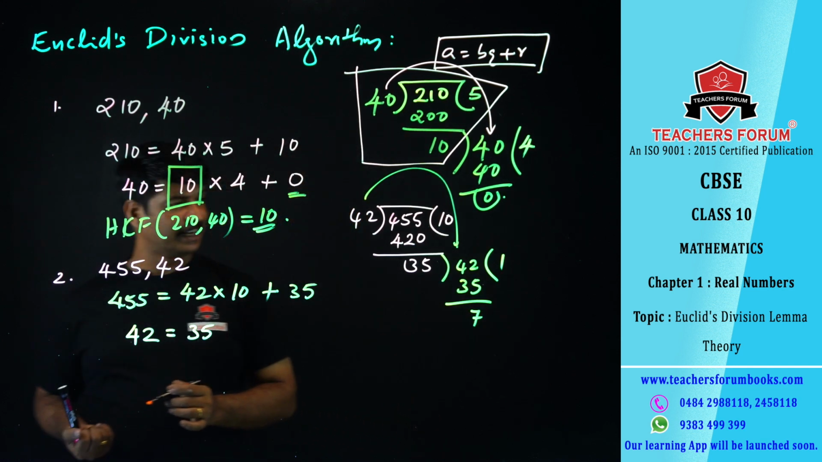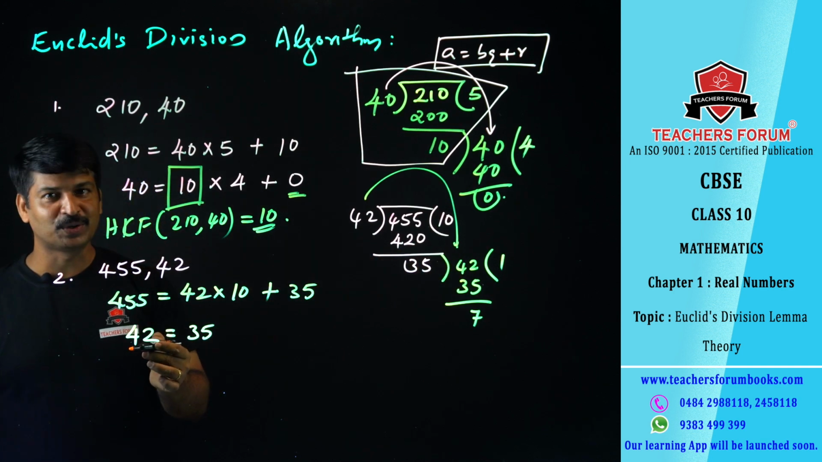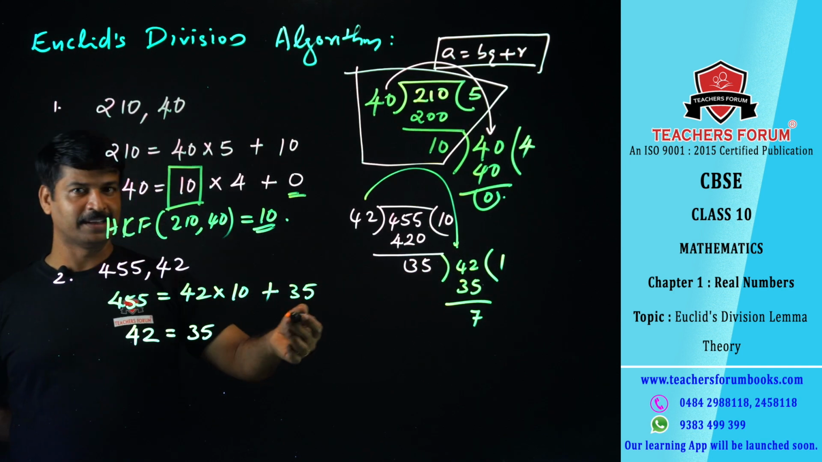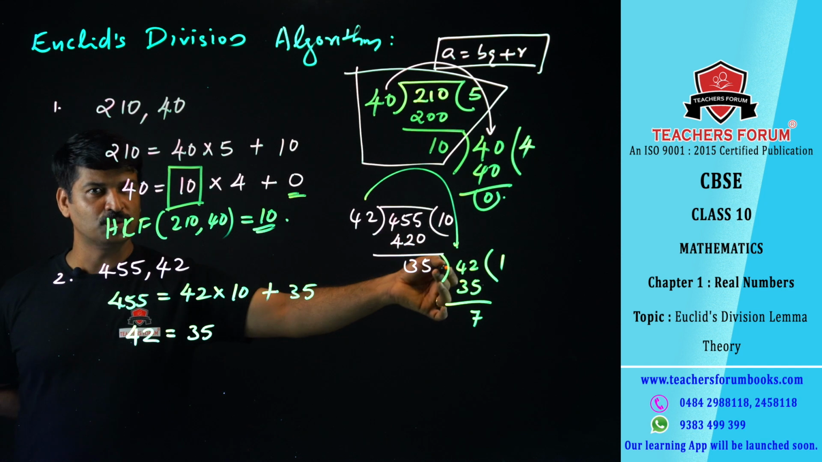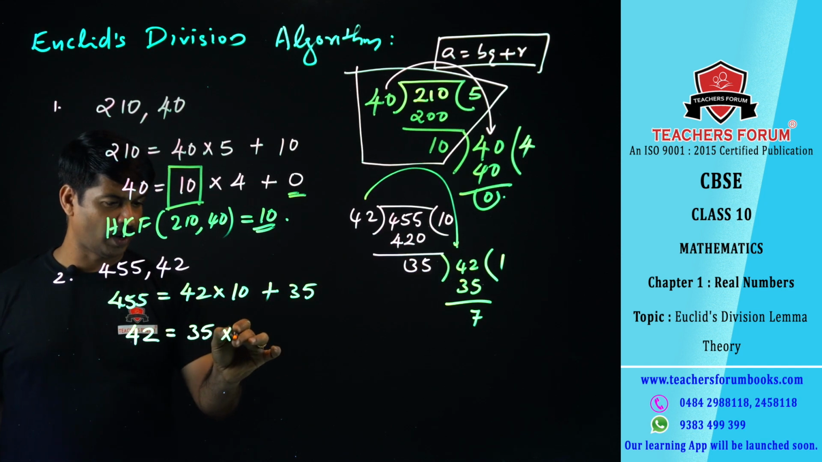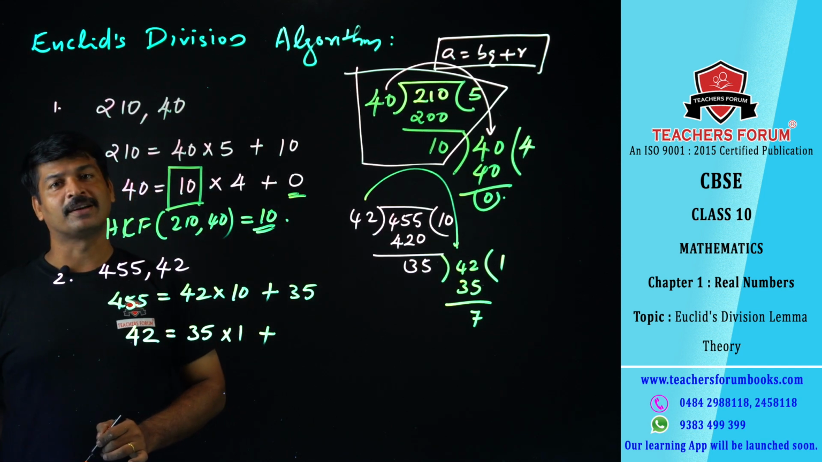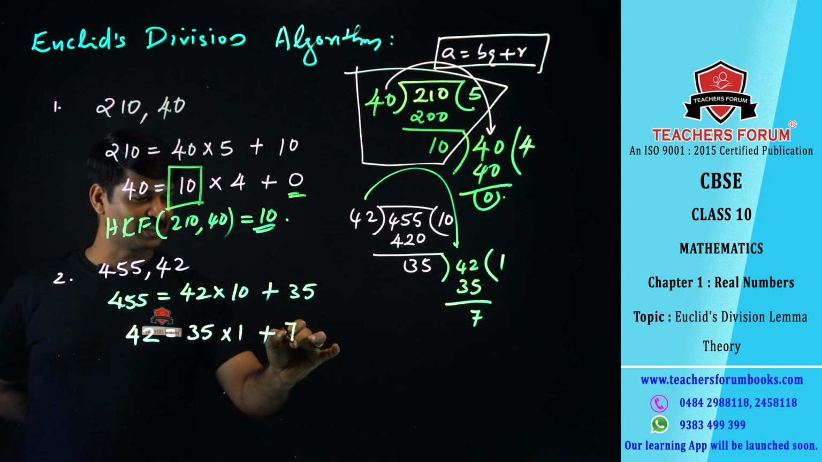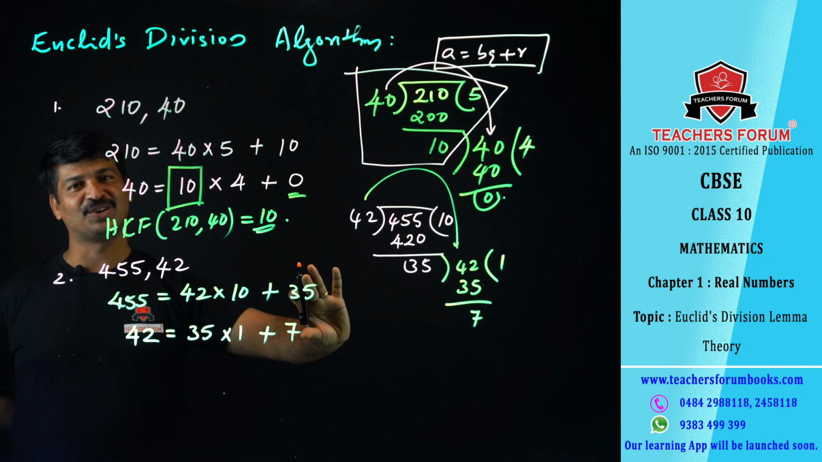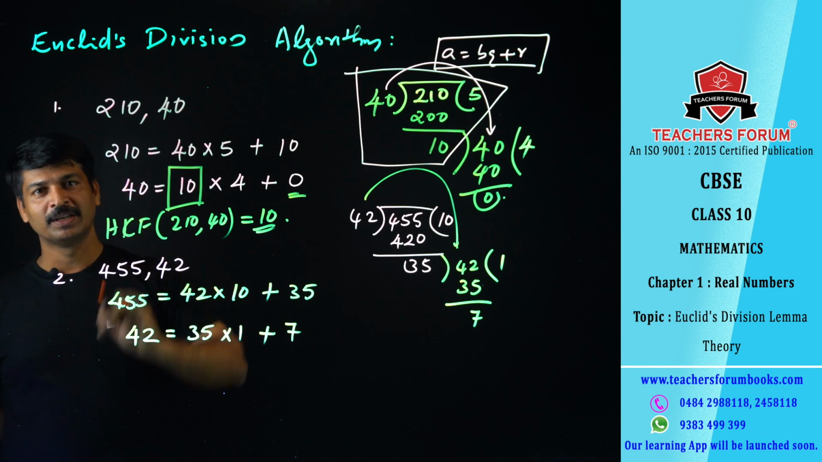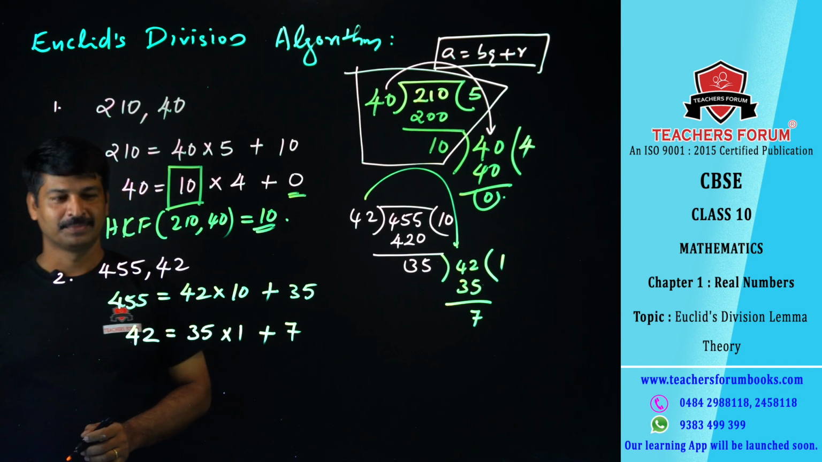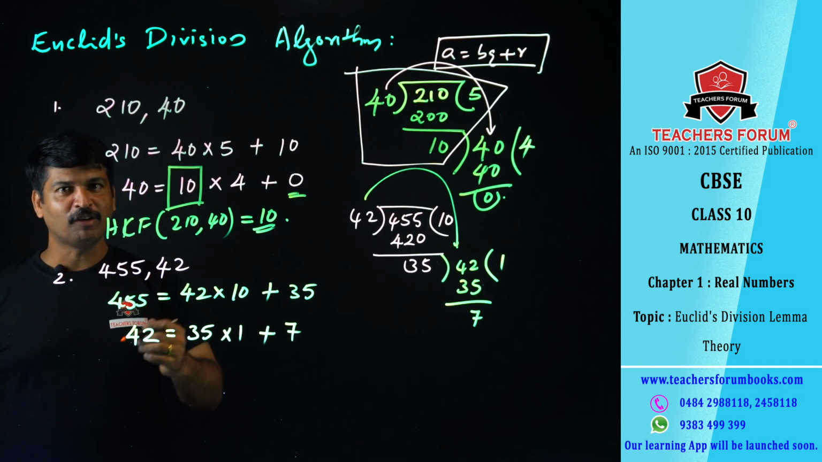So this step can be written as 42 is equal to 35 into, tell me, divisor into quotient. Yes, that is 1, plus remainder. What is the remainder? Remainder is 7. It is also in the form A is equal to BQ plus R. Clear? Now can you tell me the next step? In the next step, what will be the dividend?